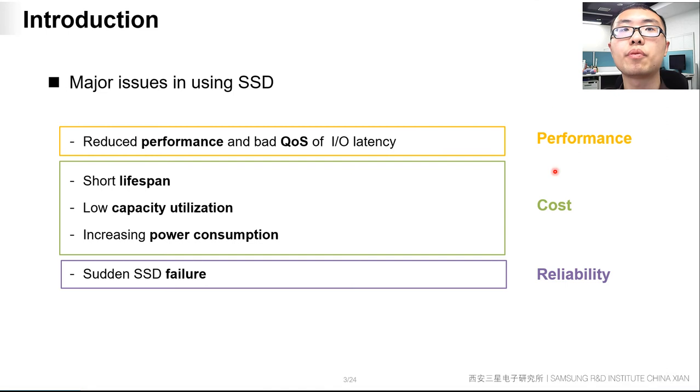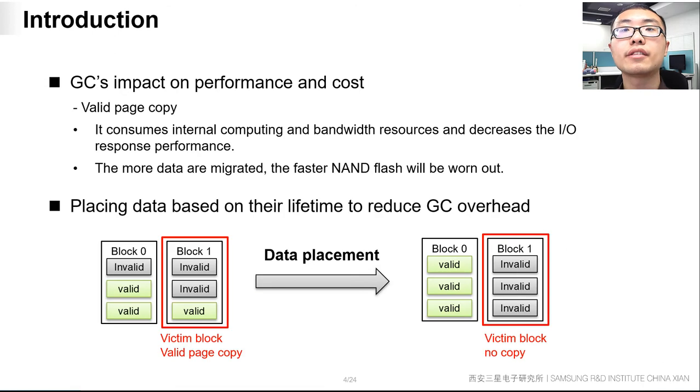There are some issues in performance, cost, and reliability of SSD, such as reduced performance and short lifespan. GC has a major impact on both performance and cost. As we all know, GC copies valid data from the victim block to another block. It consumes bandwidth and may affect user I/O. The copied data also leads to write amplification. This shortens the lifespan of NAND flash.